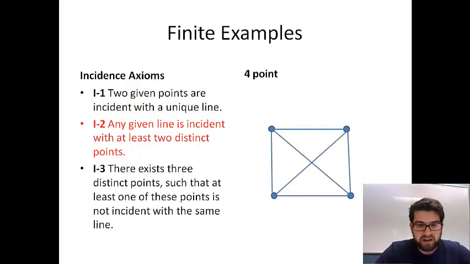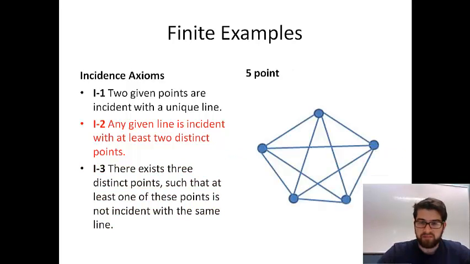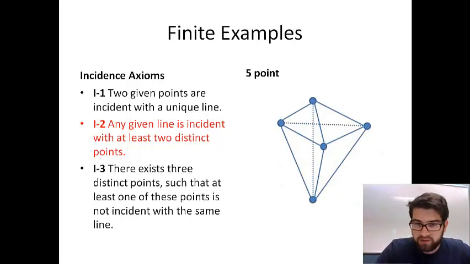Last but not least, this right here violates the third axiom, that we can't have all the points on the same line. So a 5-point universe is not going to look like just a line with 5 points on it. It's going to look a little different. It's going to look like a star with the lines connecting around the outside. Also, if you rearrange it, you get this cool little 3D shape, just like this.